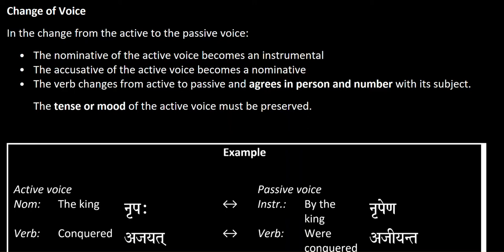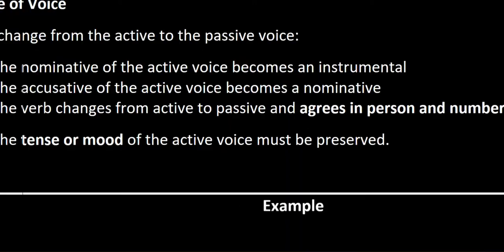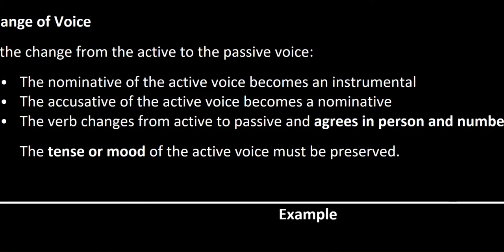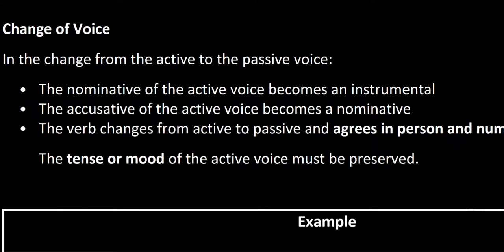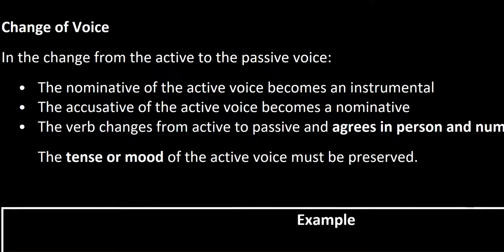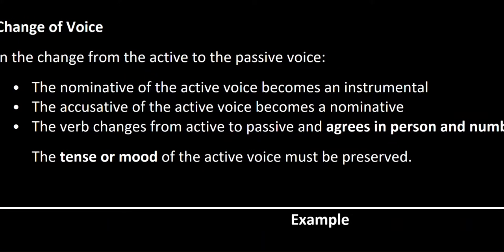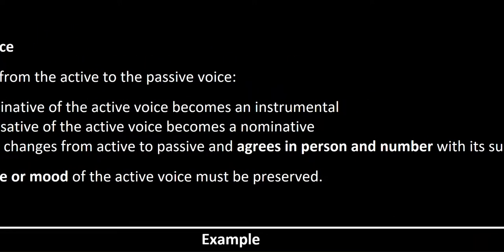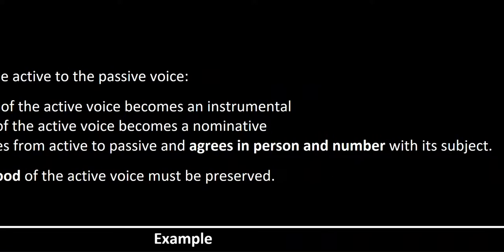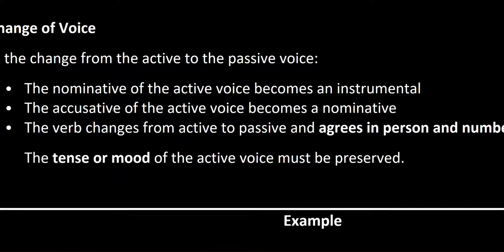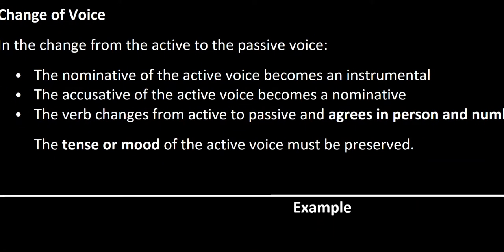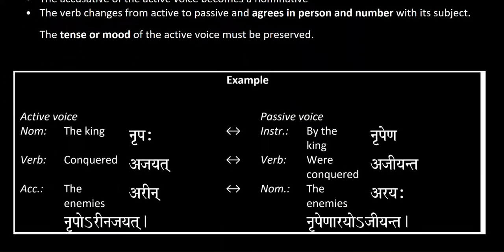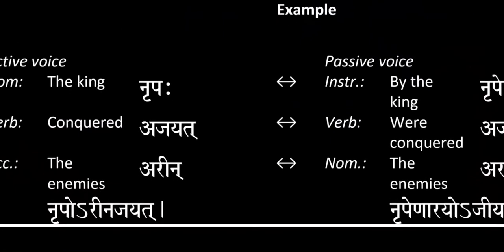And there are some guidelines that are as follows. The nominative in the active voice becomes an instrumental. The accusative of the active voice becomes a nominative. The verb changes from the active to the passive and agrees in person and number with its subject. And the tense or mood of the active voice must be preserved. There is an example below that follows these guidelines.